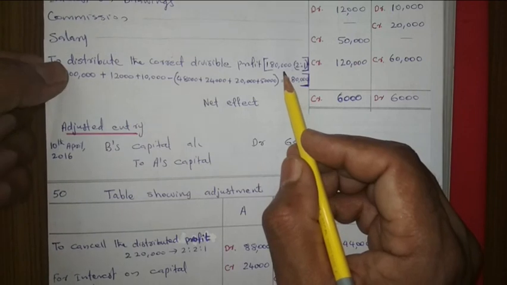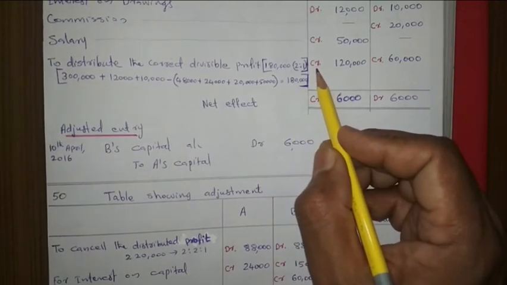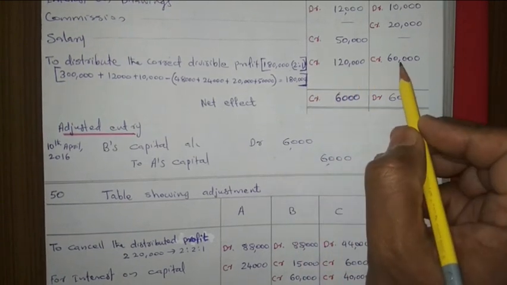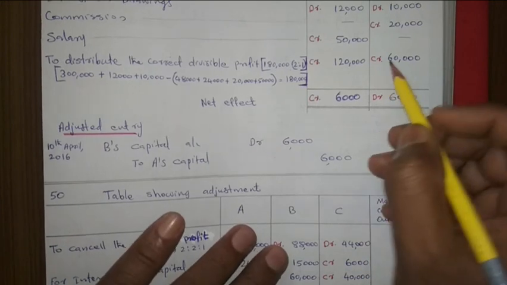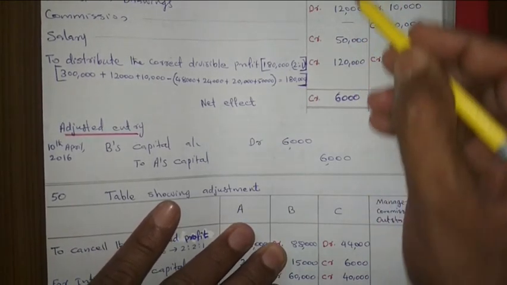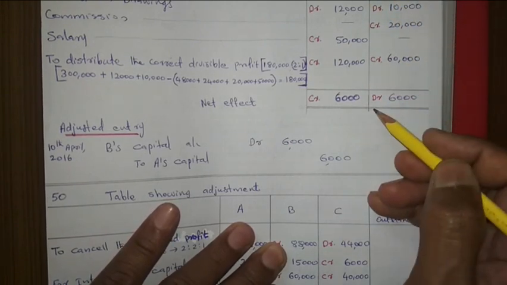Now we are not cancelling, that is why here we are crediting. Distributable profit we credit in the capital account. So here we credit 1,20,000 and 60,000. Now we can find out the net effect. When I calculate the net effect, here credit is more by 6,000 and here debit is more by 6,000.